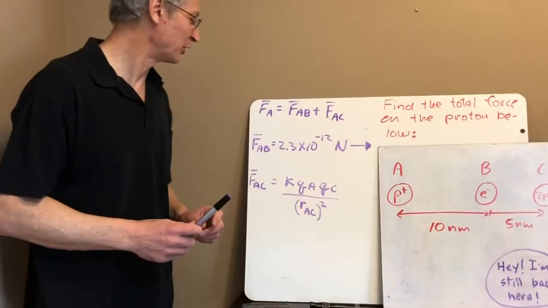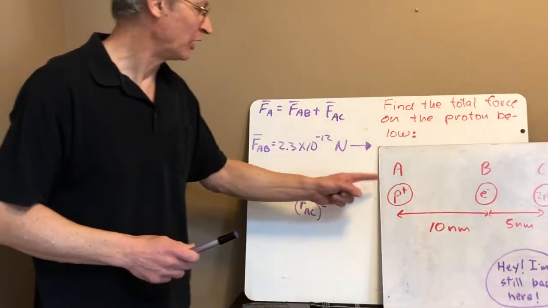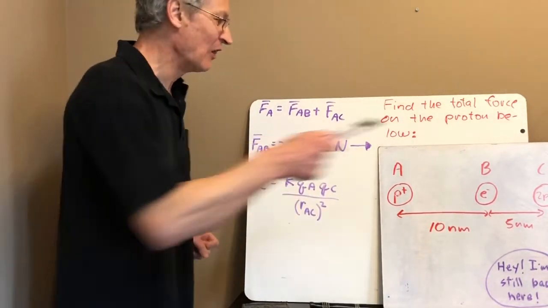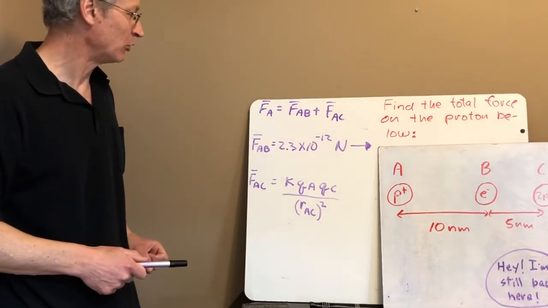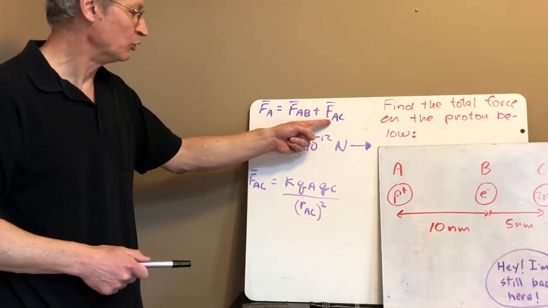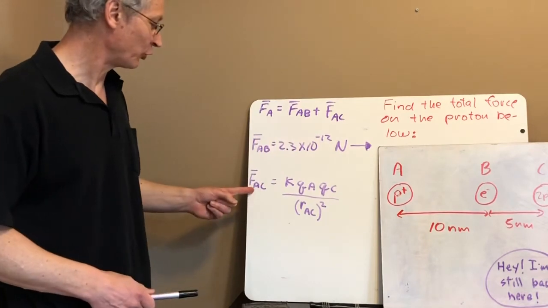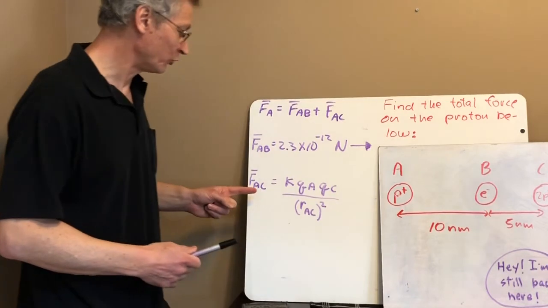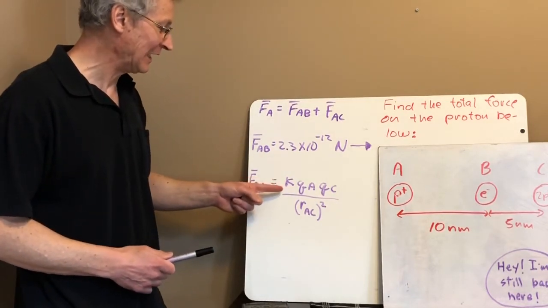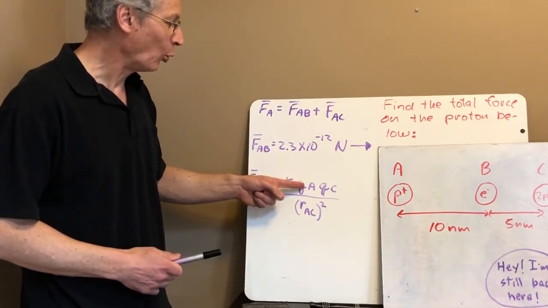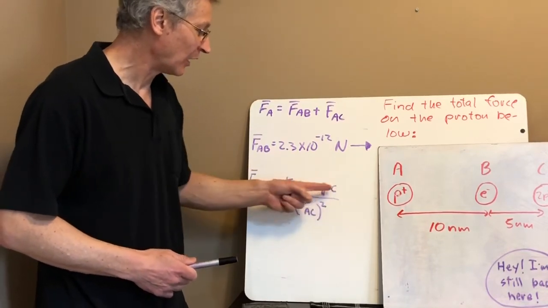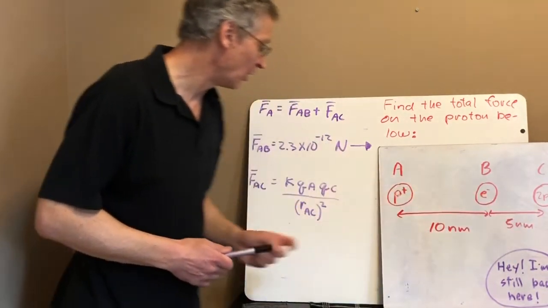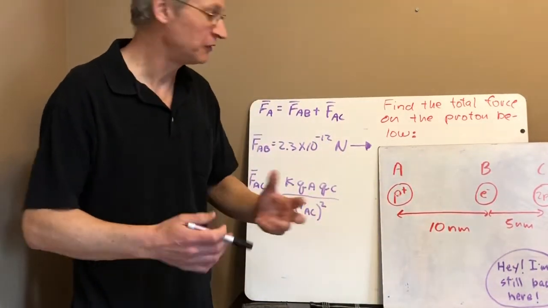All right, so we just figured out that the force on A due to B, there it is, 2.3 times 10 to the -12 newtons in that direction. Now we got to figure out the force on A due to C. So easy enough, right? The force on A due to C, you got two charges, so you're going to use Coulomb's law. That's going to be equal to K times one charge times the other charge divided by the distance between them, all squared. And this is easy enough to do.